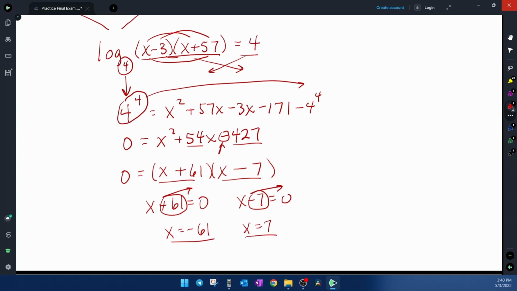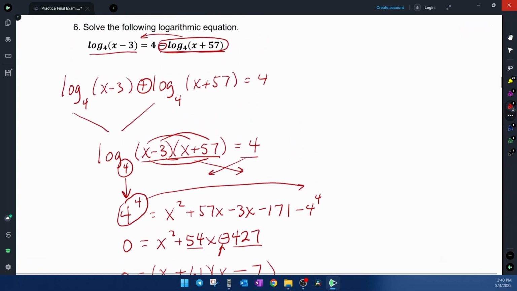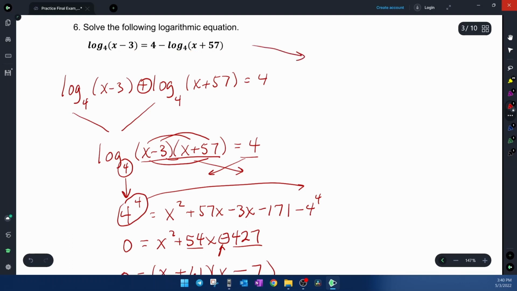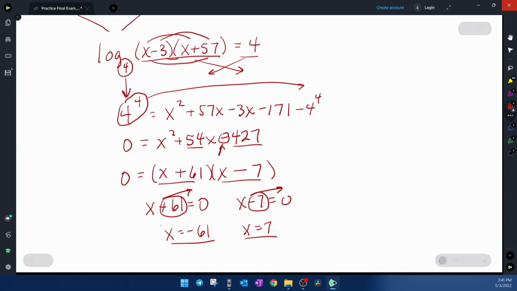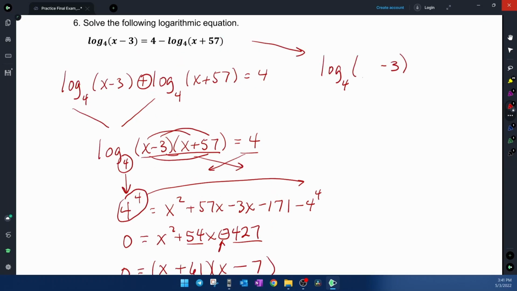And then we do need to check these solutions, plugging back into the original problem to make sure that they work. So what I want to do first is check the negative value, because I feel pretty confident that that's not a solution. Here we go. Plugging in, we're going to have log base 4 of negative 61 minus 3. And that's as far as I need to go, because that's going to make me take the log of a negative number, and that can't happen. And so that indicates that the negative 61 is not a good answer. And so then we're going to come back and check the 7.